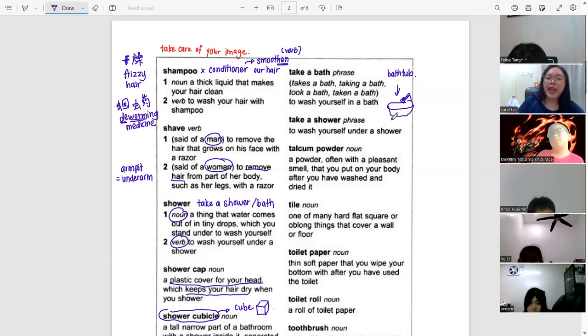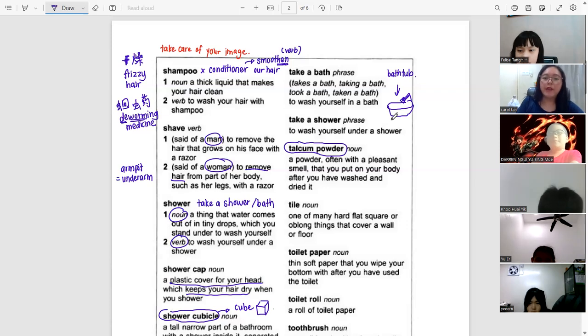Yeah. And then the next one is talcum powder. Okay, everybody can write talcum powder. It's like a fen, right? After you wash, often with a pleasant smell, that you put on your body after you have washed and dried it. So it's like ni cha fen, talcum powder.